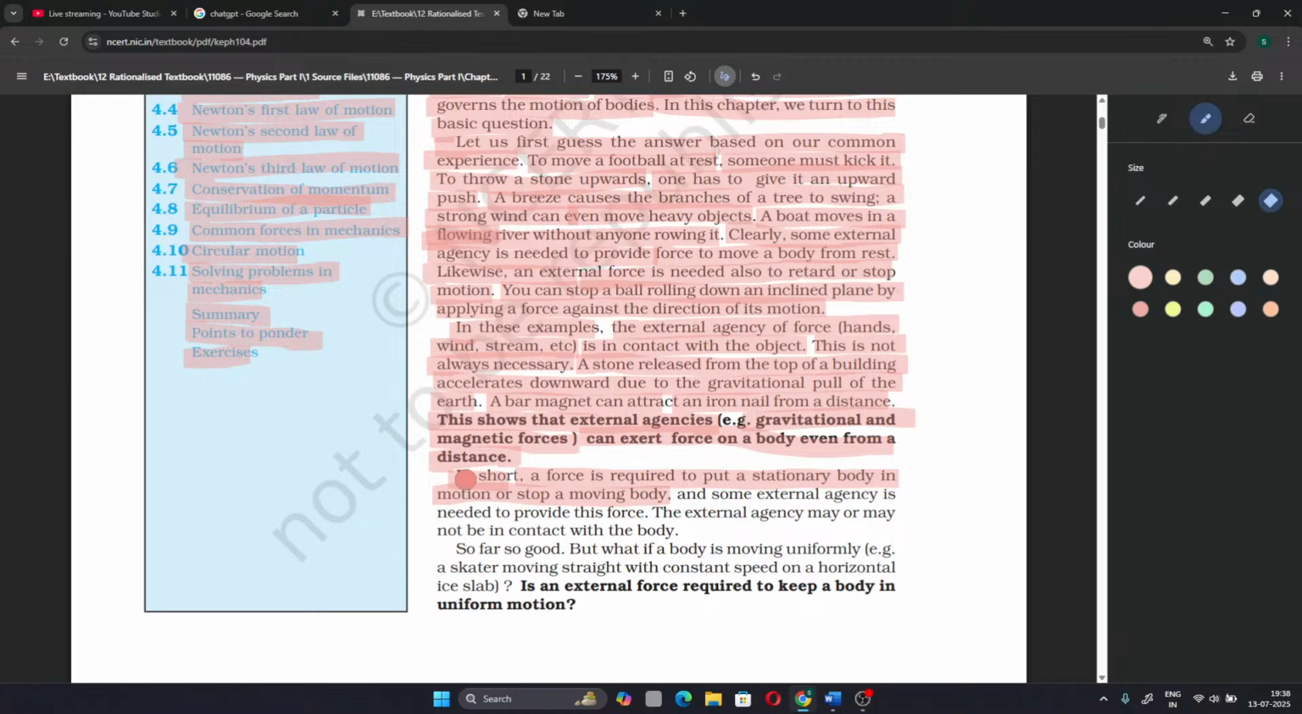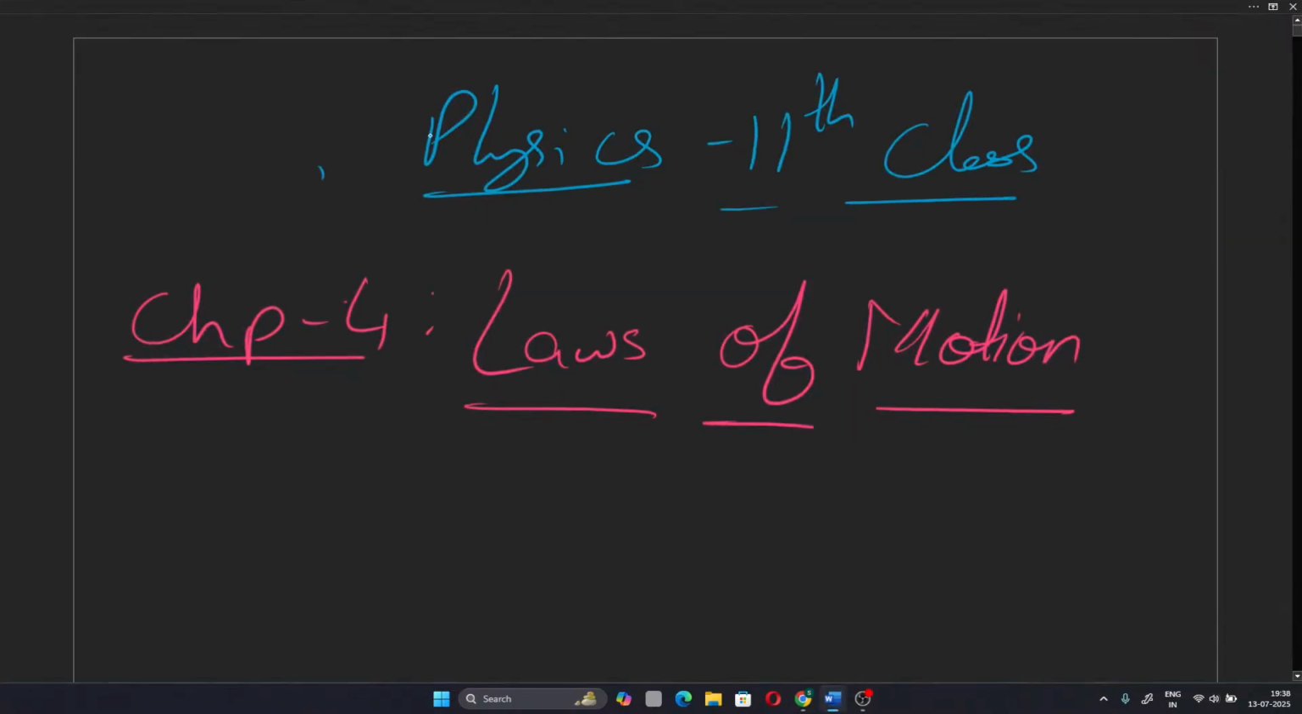Basically, what we saw here is that for a body to go from rest to motion, we need to apply a force. For a body to go from motion to rest, we need to apply a force.